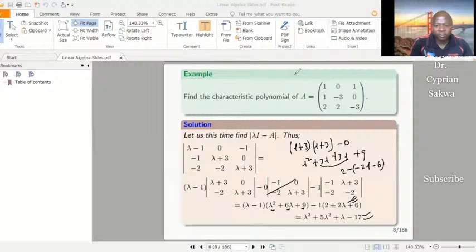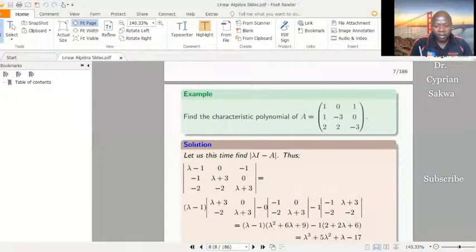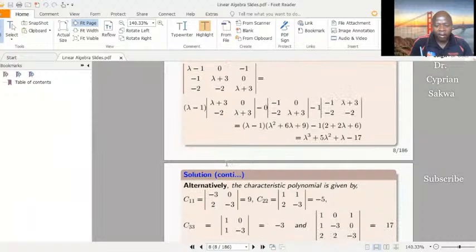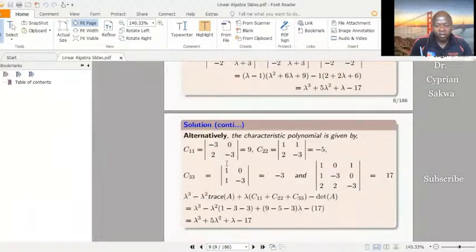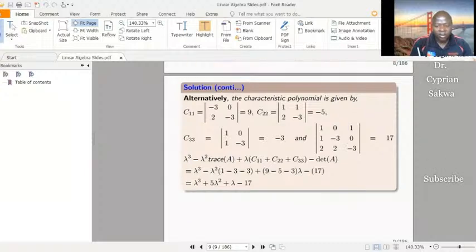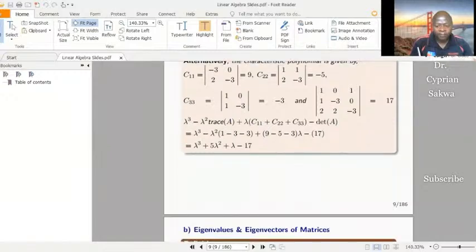So let me clear this, and then we'll look at the other method. I've tried it here. So just do yours and then confirm. You get the cofactor C11, cofactor C22, cofactor C33, and then remember the determinant and then the trace. So it's lambda cubed minus lambda multiplied by the sum of the cofactors, and then minus the determinant of A. So you try at your own time and see that you get the same answer. And then it's yourself that will tell whether the two methods are similar.